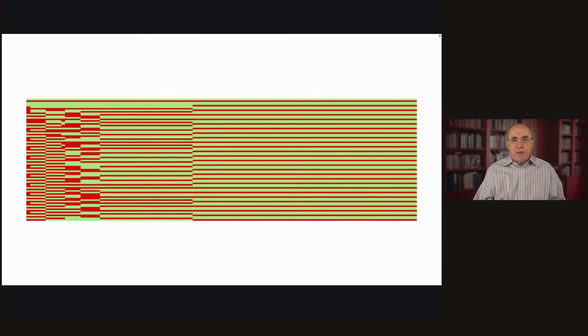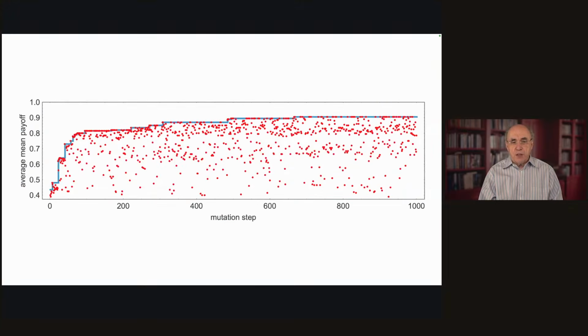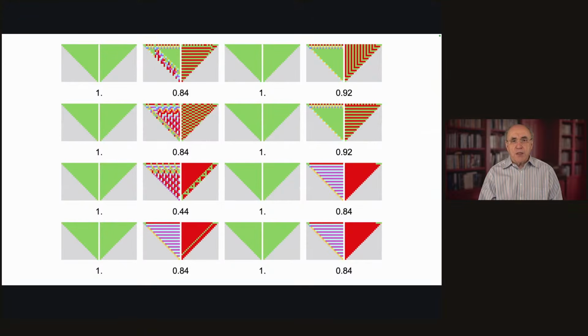So what about adapting cellular automata to compete with other cellular automata? As an example, let's use adaptive evolution to find a six-color cellular automaton with the largest average mean payoff when competing with all 16 of the two-color cellular automata that we've considered so far. So here's a typical fitness curve for this case, lots of small jumps. After 1,000 mutation steps, it's reached a rule that gives an average mean payoff of 0.91. And here's what happens when that rule competes with all of our two-color rules.